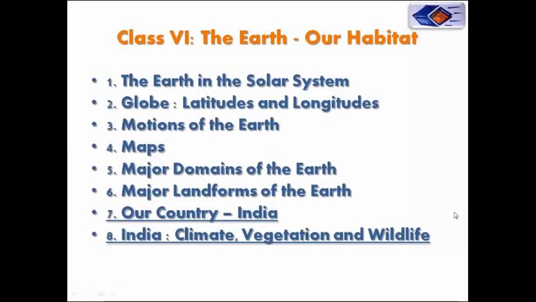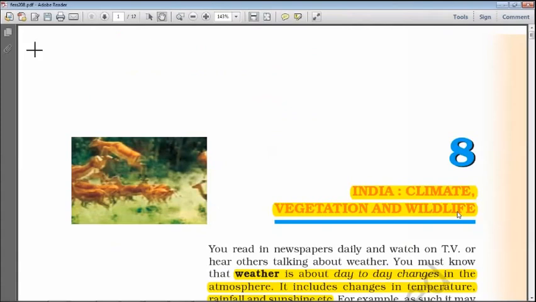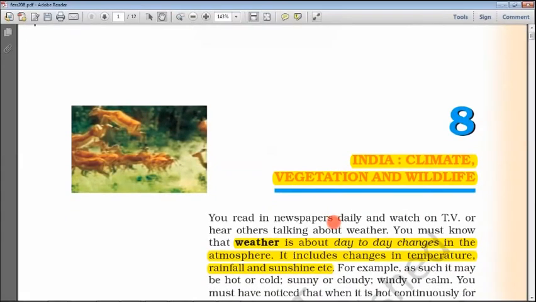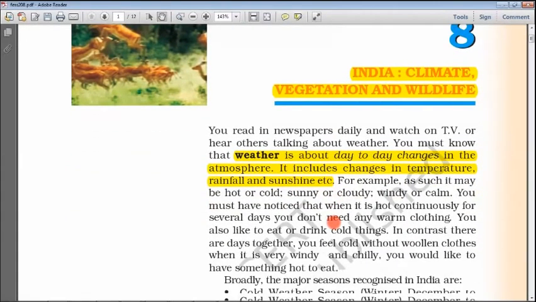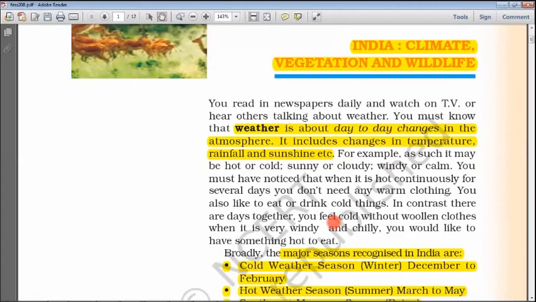So we completed the 7th chapter. Let's go to the 8th chapter, that is India, Climate, Vegetation and Wildlife. Let's go through this NCERT PDF. So let's talk about the climate of India.